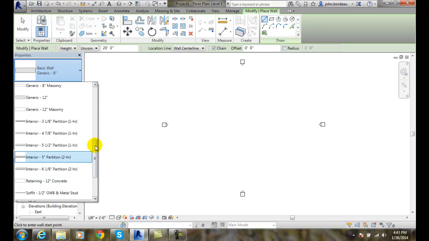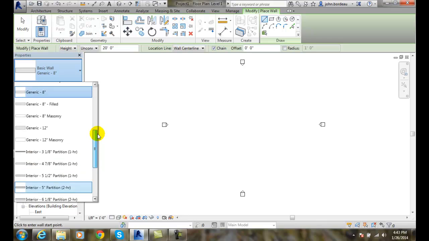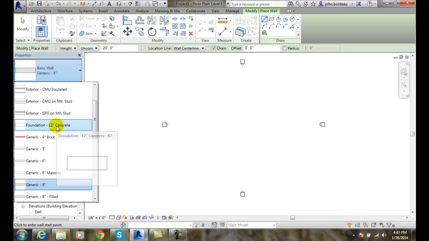We'll also have a foundation wall. And a foundation wall is a type of wall that is holding the main structure of the building. So it's basically the main part that holds up the building is the foundation wall.